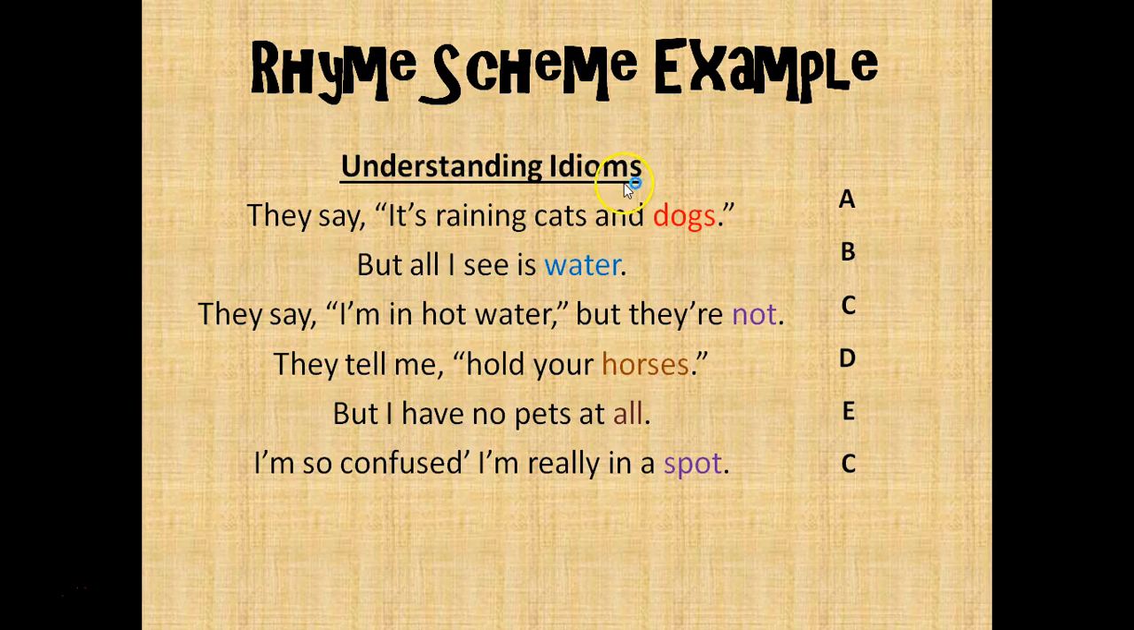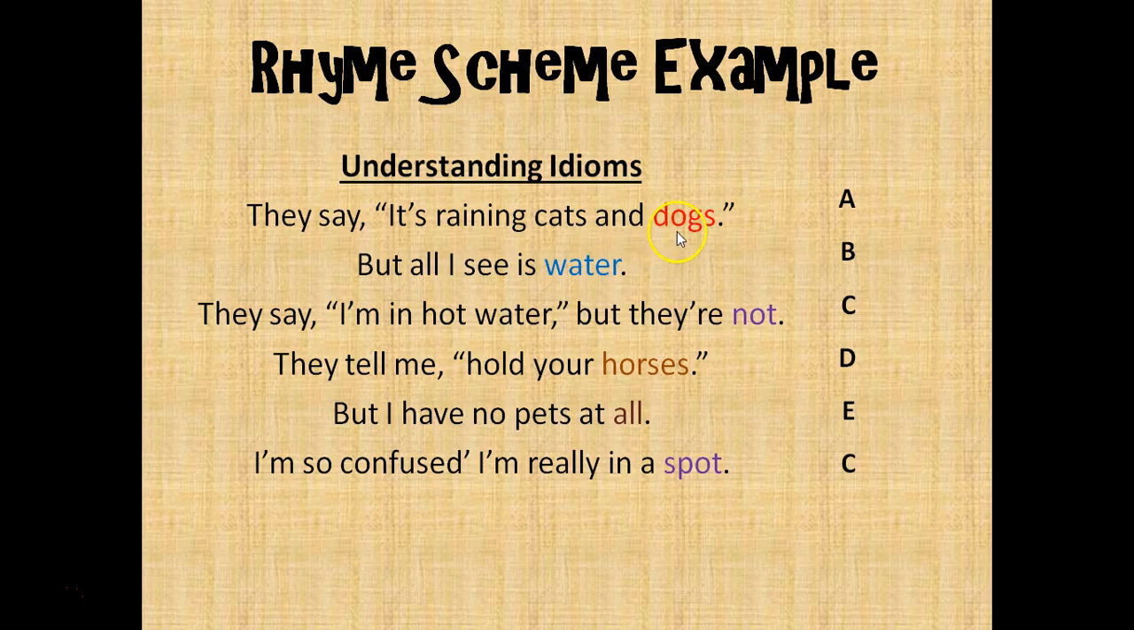Understanding Idioms is the title of this poem. They say it's raining cats and dogs, but all I see is water. They say I'm in hot water, but they're not. They told me hold your horses, but I have no pets at all. I'm so confused. I'm really in a spot. So that's a poem about a bunch of idioms, and of course it gives you examples of idioms. But when you're talking about the rhyme scheme, look at the last word.